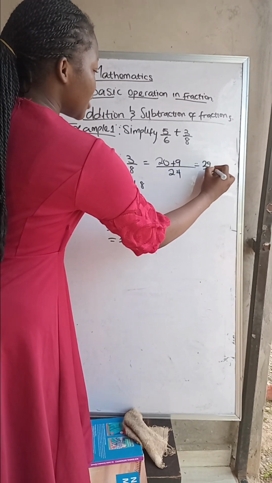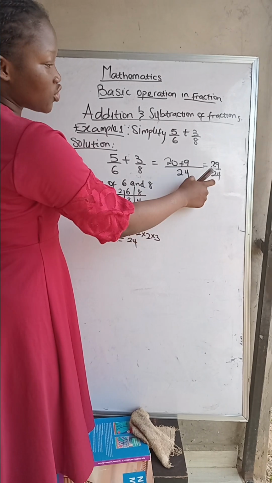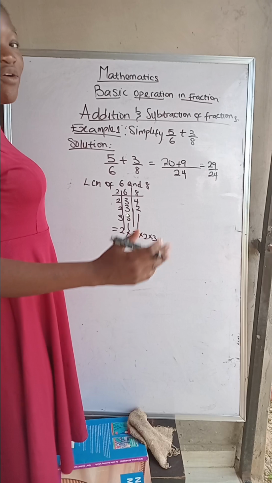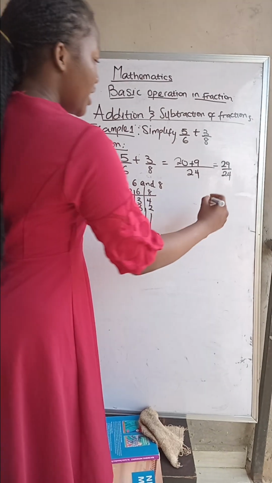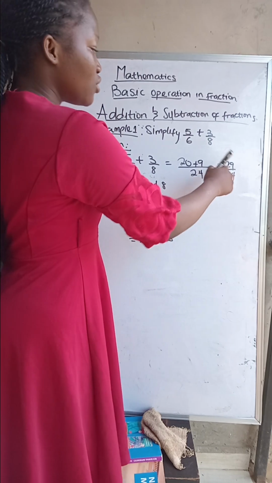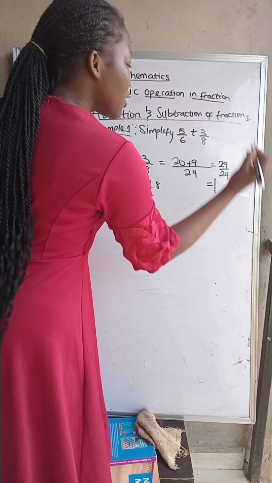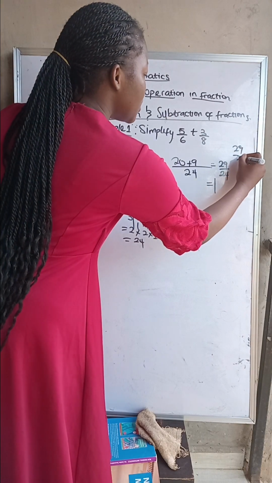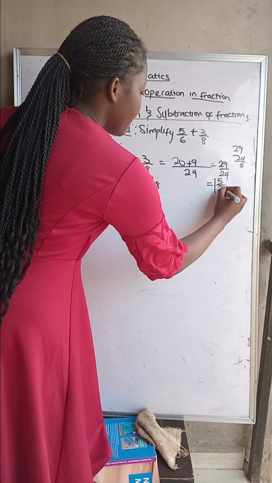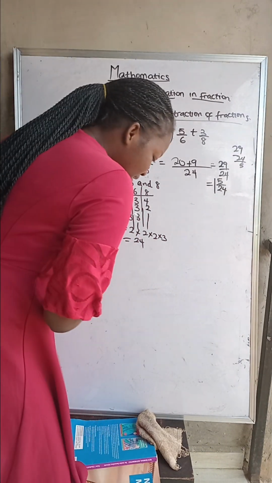29 over 24. Now, what kind of fraction is this, guys? This is an improper fraction. An improper fraction can be converted to what? To a mixed fraction. If we change this one to a mixed fraction, it will become what? How many 24s can we see in 29? Just 1. So since you can see 1, 29 minus 24 is what? 5. So we have 1 and 5 over 24. Do you understand that?